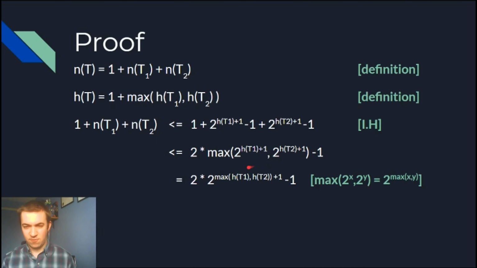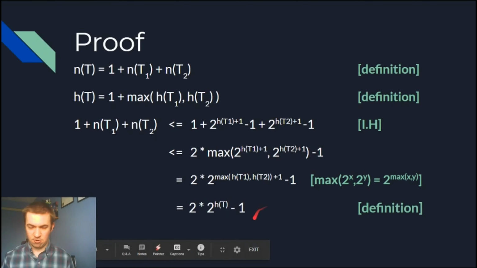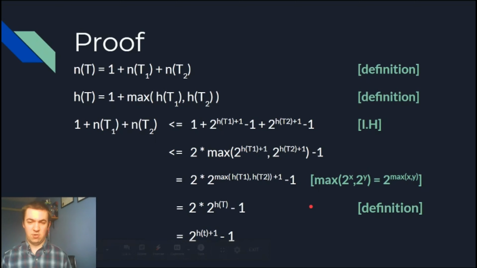Now, if you are really careful, you can notice that this term we have here, the maximum of the height of the first tree or the height of the second tree plus 1, is this definition that we have over here, namely the height of our tree that we're currently working with. So we substitute that in using our definition, and now we have 2 times 2 raised to the power of the height of our current tree, minus 1. And so since the base of these two are the same, we can change that into 2 to the power of the height of the tree plus 1, minus 1, which is what we wanted to show with our proof.